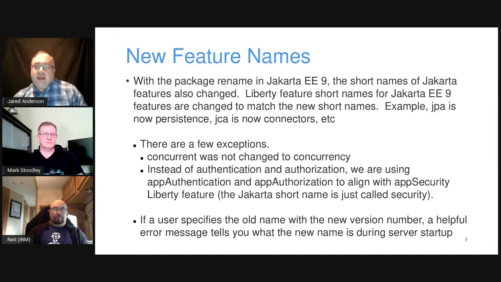To align with that, we thought that Jakarta 9 was a good time to update our short names for our features. We weren't required to, but we thought it was a very ample time to do that. So to give some examples here, like I talked about earlier, JAX-RS is now called RESTful Web Services, JPA is now called Persistence, JCA is now called Connectors.